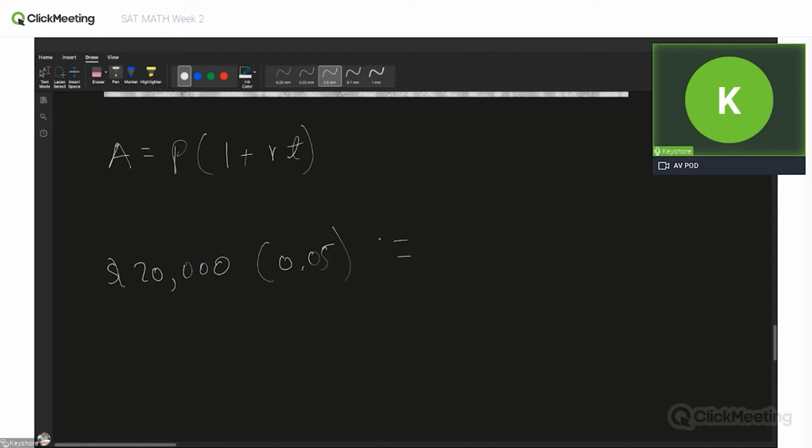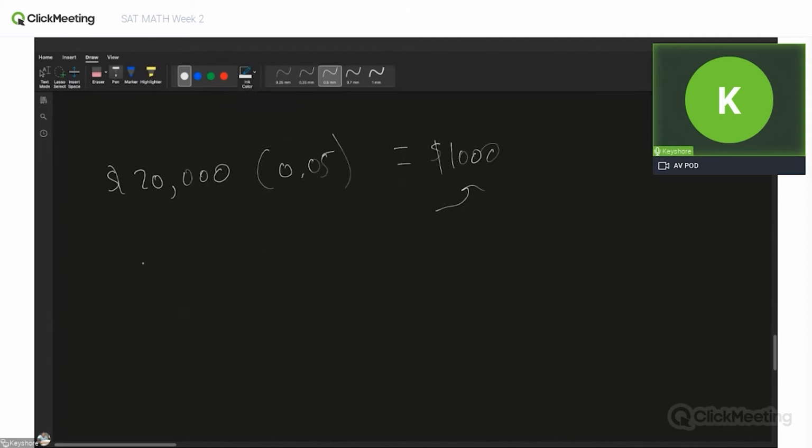So this is $1,000. What this means is they're going to continually add $1,000 to your account. The first year you're going to have $20,000, as soon as you deposit, this is the amount you're going to have. But at the end of the year, you have $1,000 added to that. That's the end of the first year.